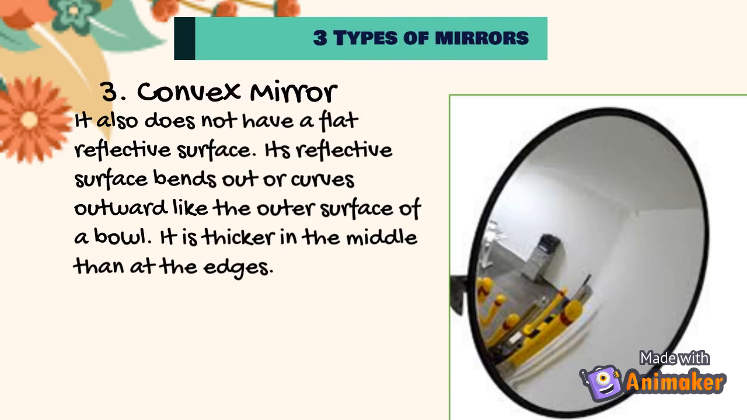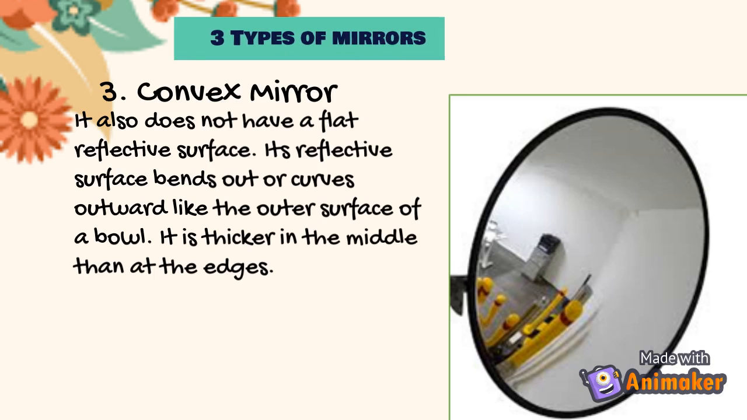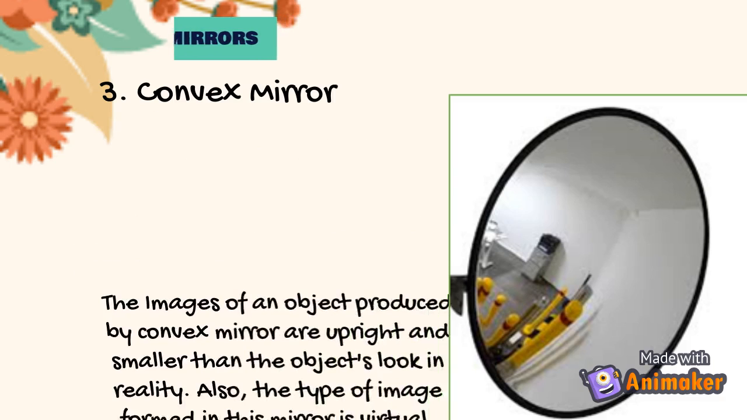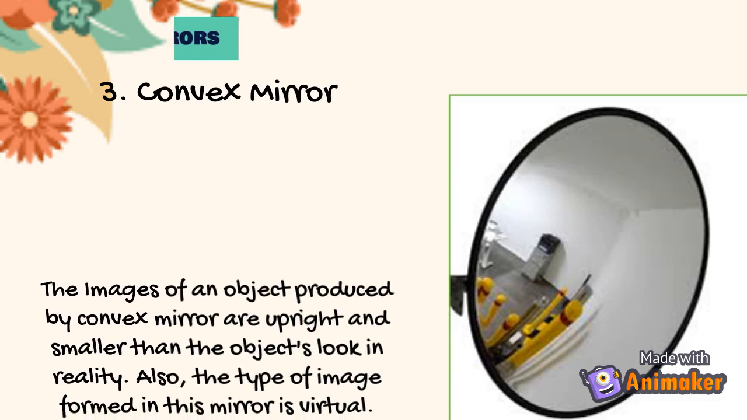The third one is the convex mirror. It also does not have a flat reflective surface. Its reflective surface bends out or curves outward like the outer surface of a bowl. It is thicker in the middle than at the edges. The images of an object produced by a convex mirror are upright and smaller than the objects look in reality. Also, the type of image formed in this mirror is virtual.